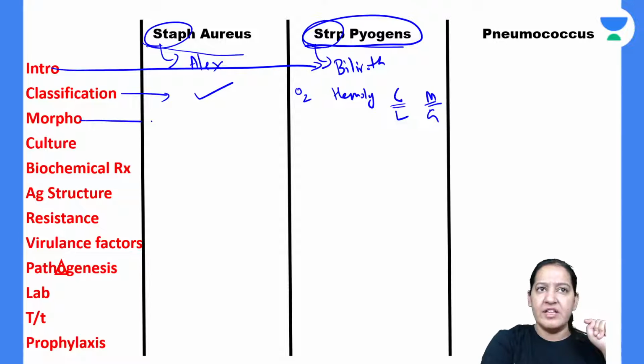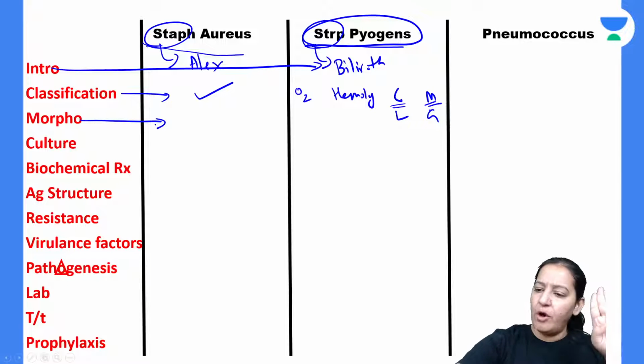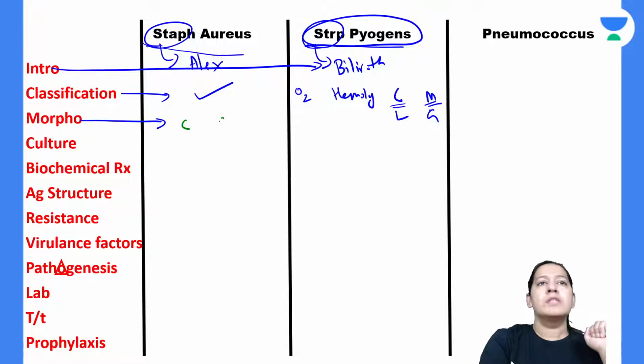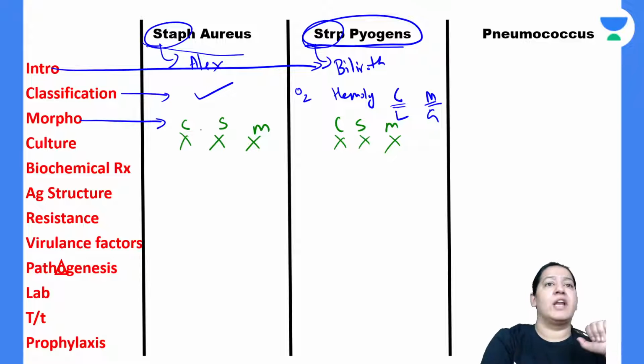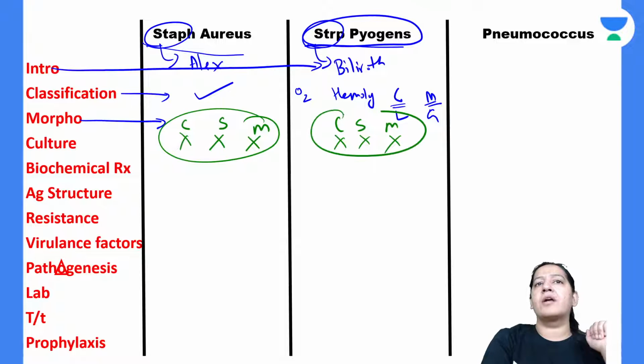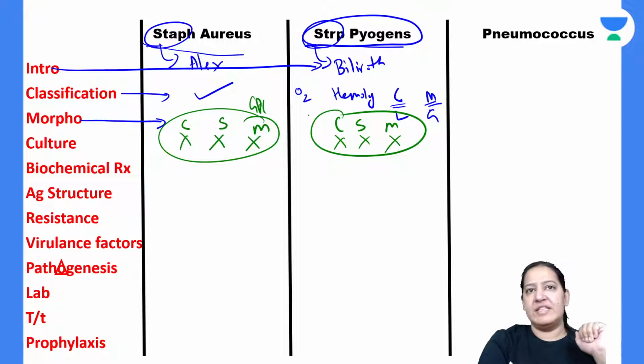After that we started the morphology. In morphology we always study 3 things: capsule, spore and motility. We saw that Staphylococcus are non-capsulated, non-spore forming, non-motile yesterday, and today we have seen the same thing with Streptococcus. They are non-capsulated, non-spore forming, non-motile, and both of them are gram-positive cocci, right?